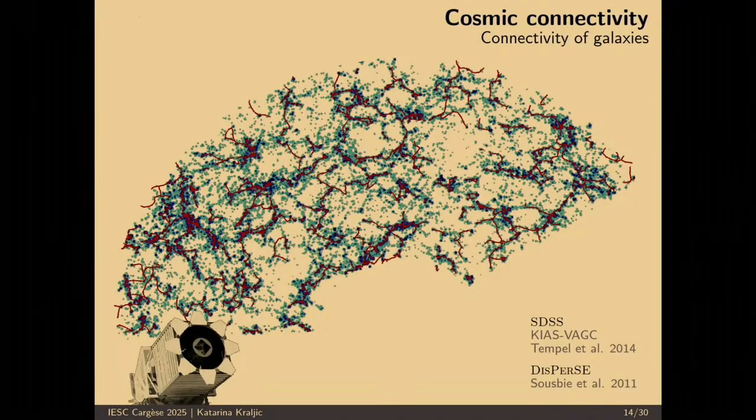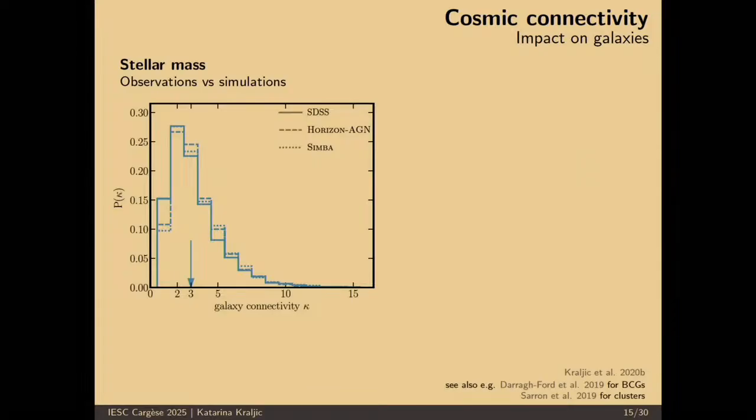So we can go to the local universe, SDSS, and compare with numerical simulation. Here is shown just the probability distribution function of this galaxy connectivity in the data, so the real universe, and two different simulations just for comparison. We see that the agreement is pretty nice. The mean value is 3. So on average, galaxies seem to be connected to 3 filaments.